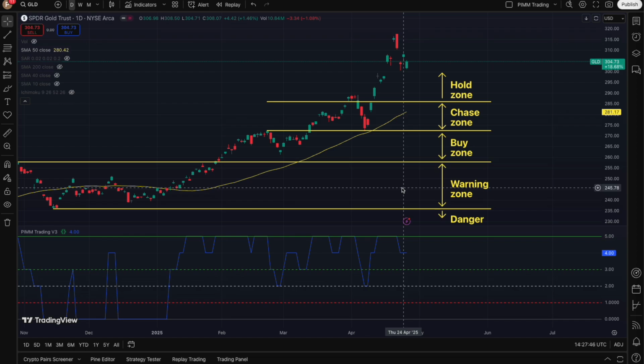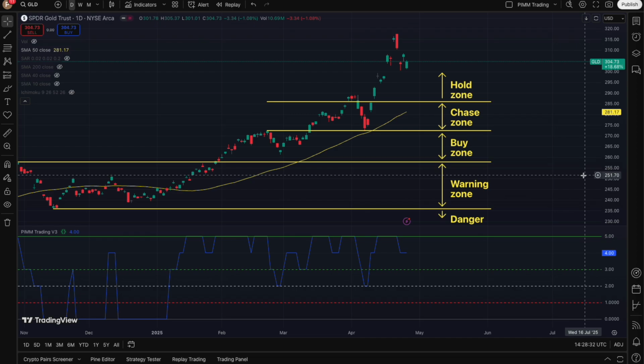We have been mentioning for weeks how strong gold was, and last week we mentioned that the price had entered the hold zone. If you didn't buy in the buy zone or even the chase zone, stay away from the hold zone. If you buy in the hold zone, you have a chance of the price dropping on you because it's moved so high.